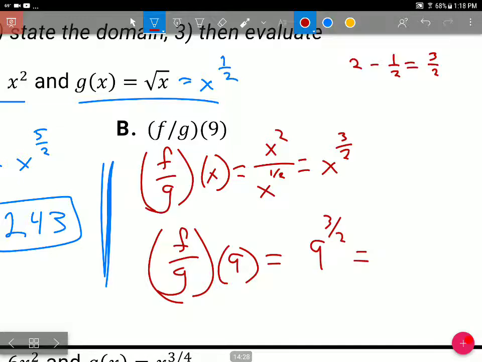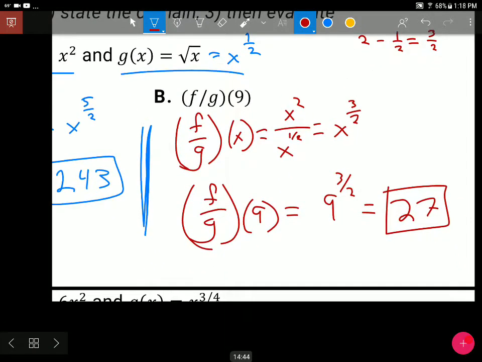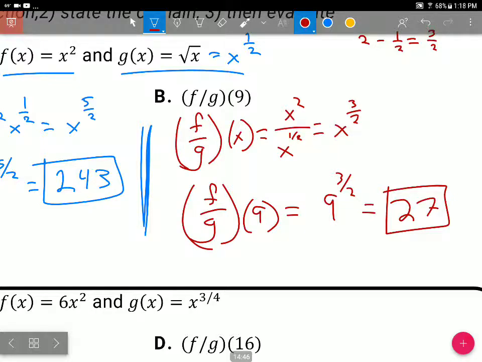So again, what is the square root of 9? 3. 3 to the 3rd power gives you 27. You square root it and then you cube it. Take that answer and cube it. All right. So this was a little screwier because of the exponent rules.